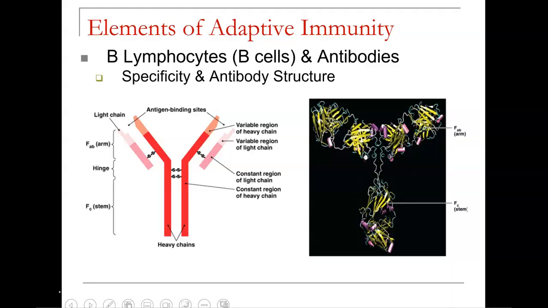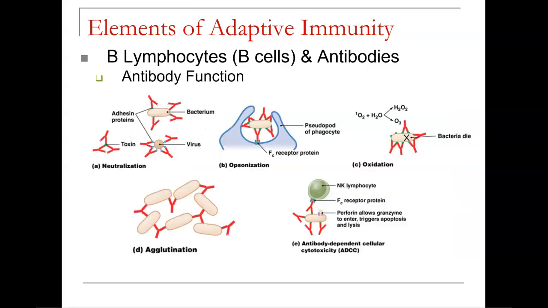So, with specificity and antibody structure, these immunoglobulins are going to be similar to BCRs. They're going to have identical antigen binding sites and antigen specifics as the BCR do. So there's going to be several different antibody functions. We're going to have 6 main functions here.